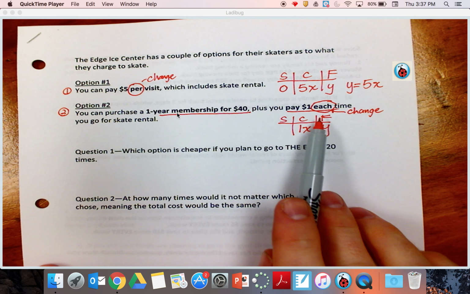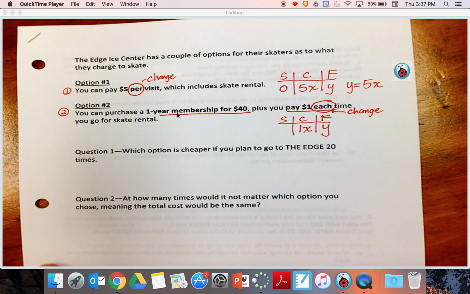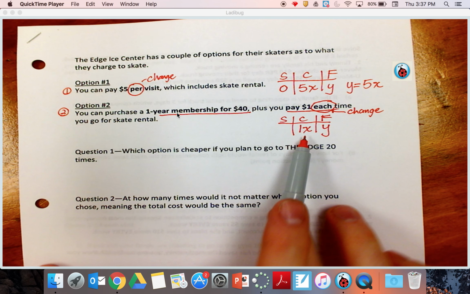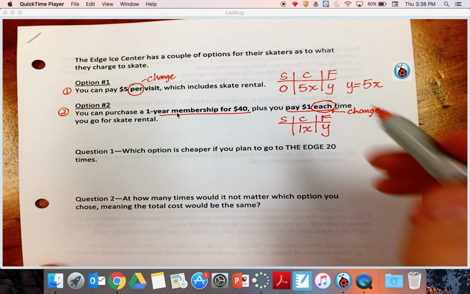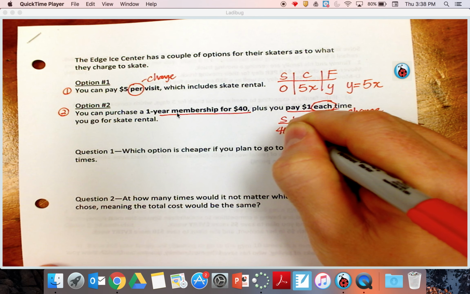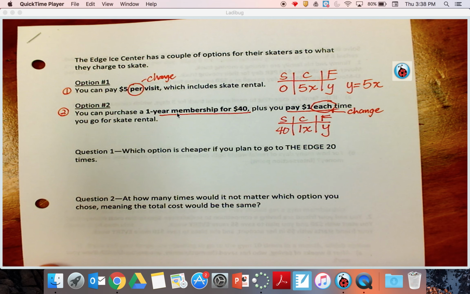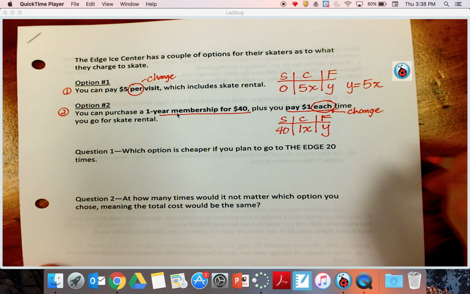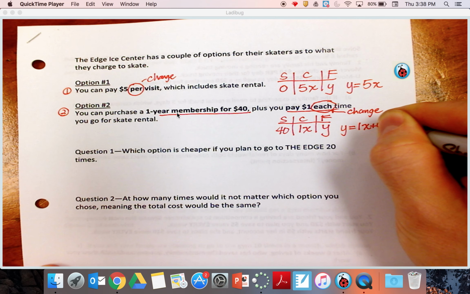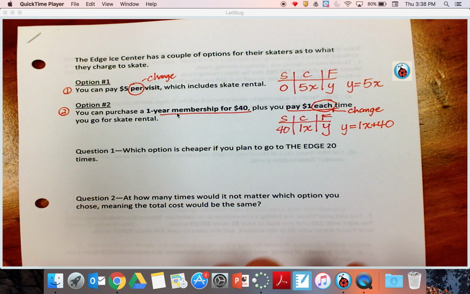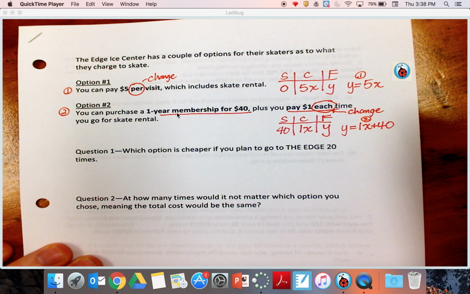So we notice here that when we have the word each or the word per, they become my change words. Those go in my change and have my x. Well, what do I need to start with? I started with $40. So I pay my $40 fee. I pay $1 every time I go. That's what's changing. My price changes by $1 every time I go. And I have my equation 1x plus 40. So now I have my two equations. Here's my first one, and here's my second one.